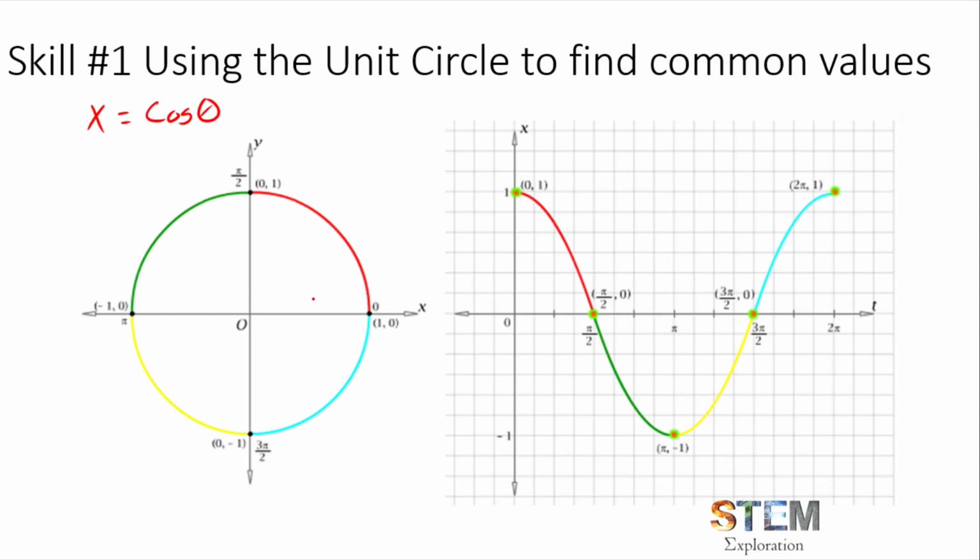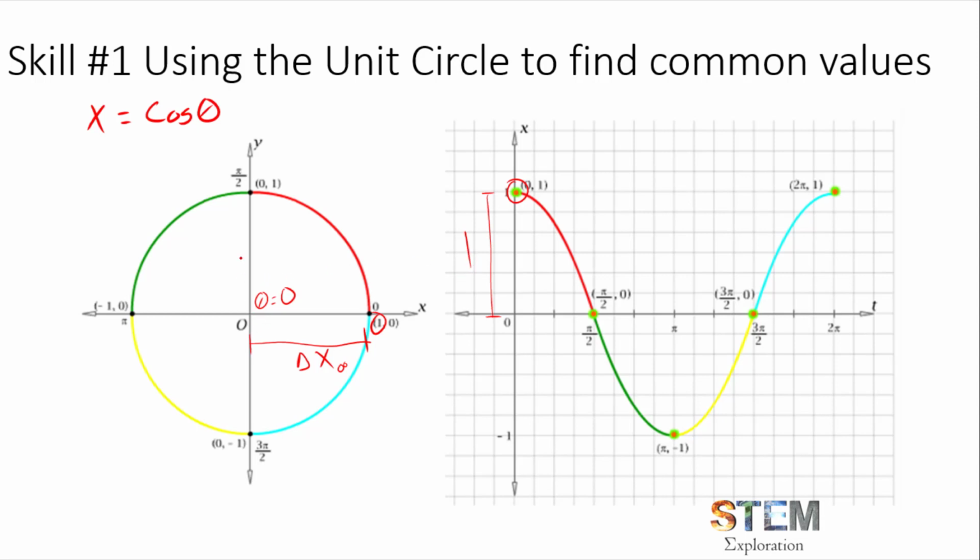And so the first thing that you should notice is that the cosine function starts at the maximum point of the graph. It starts at x equals 1. When theta is equal to 0, x is equal to 1 and y is equal to 0. So this distance here, delta x at 0 degrees, is what represents the initial point of this graph.